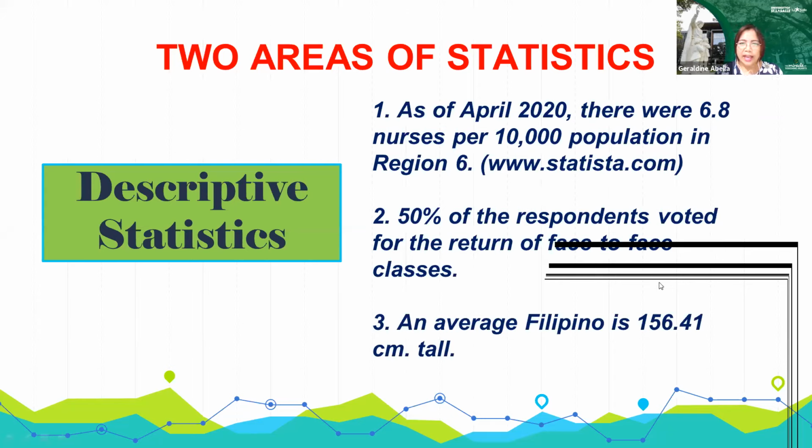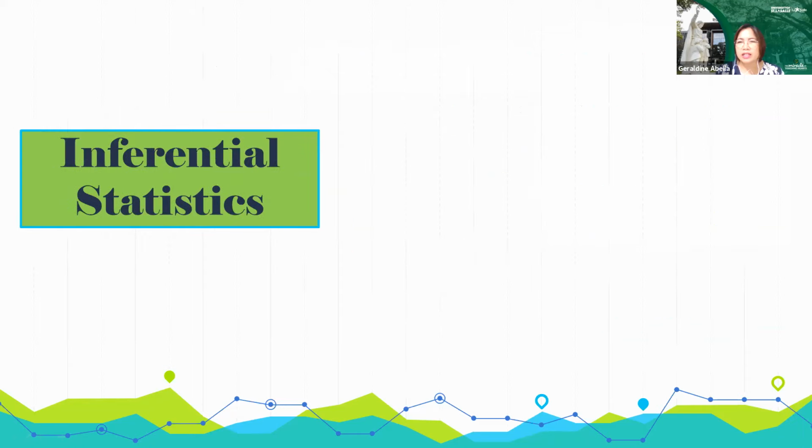Okay. Then another scenario which falls under descriptive statistics is this: an average Filipino is 156.41 centimeters tall. So this data is only true for all Filipinos, but not true, of course, for Americans or for Europeans, because this data is only for the Filipino, the average height of the Filipino, which is 156.41 centimeters.